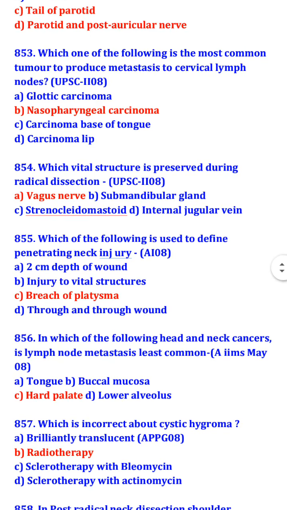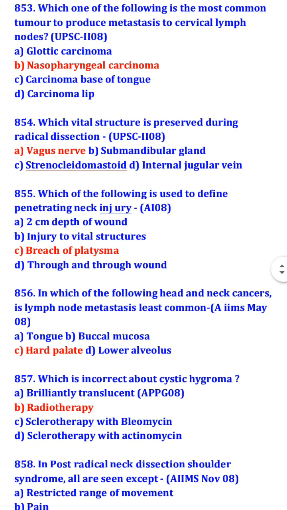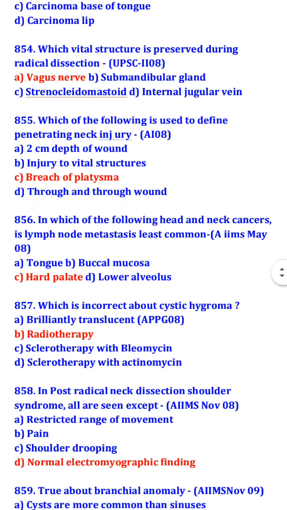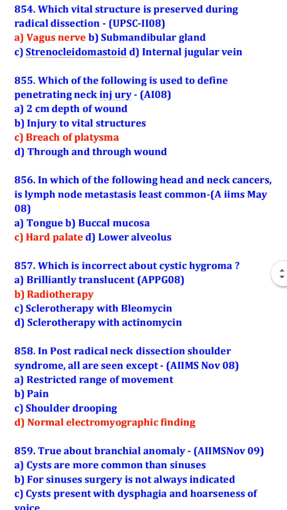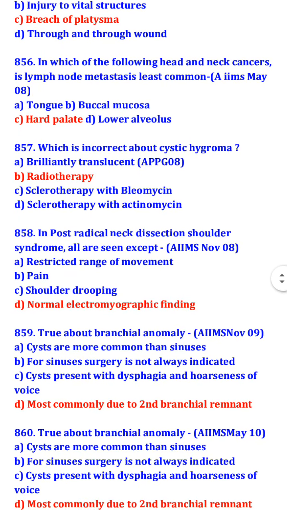Vagus nerve. Which of the following is used to define penetrating neck injury? Breach of platysma. In which of the following head and neck cancer is lymph node metastasis least common? Hard palate. Which is incorrect about cystic hygroma? Radiotherapy. What is correct? Brilliantly translucent, sclerotherapy with bleomycin and sclerotherapy with actinomycin.